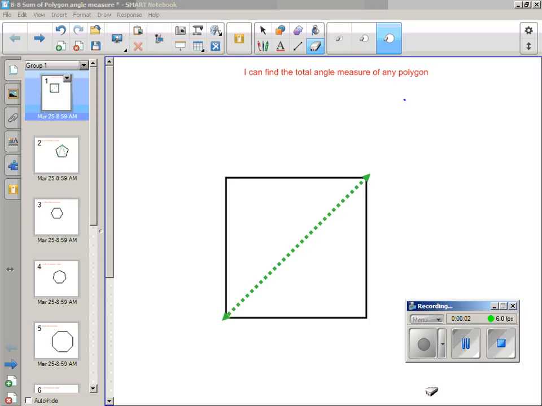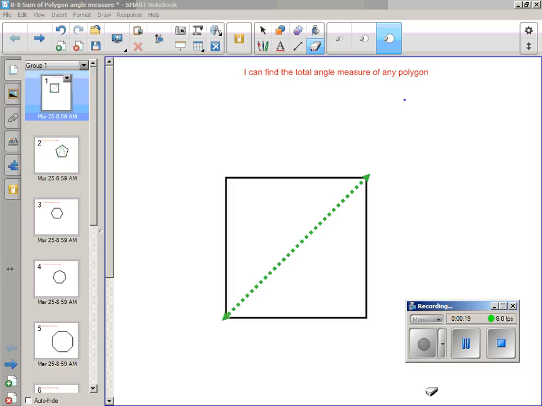Our goal for today is to be able to find the total angle measure of any polygon. So the first thing we need to be able to do is identify what a polygon is, what consists of a polygon, and we need to learn a few special terms about polygons, okay?